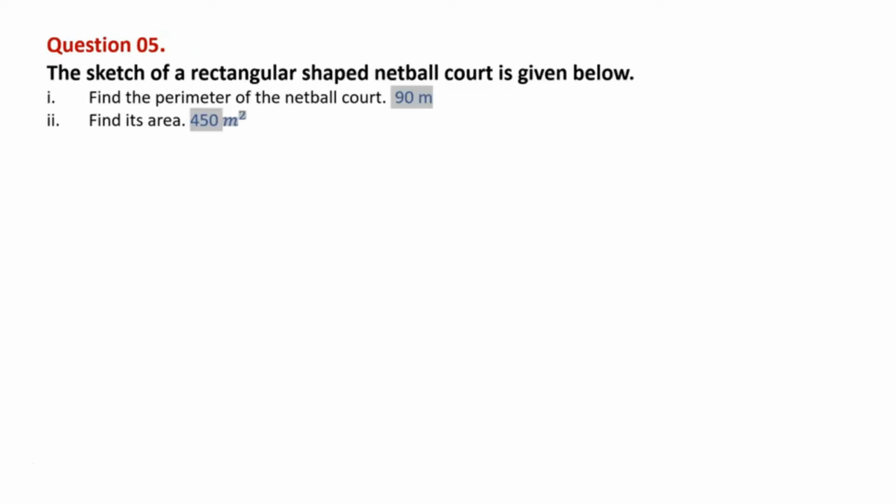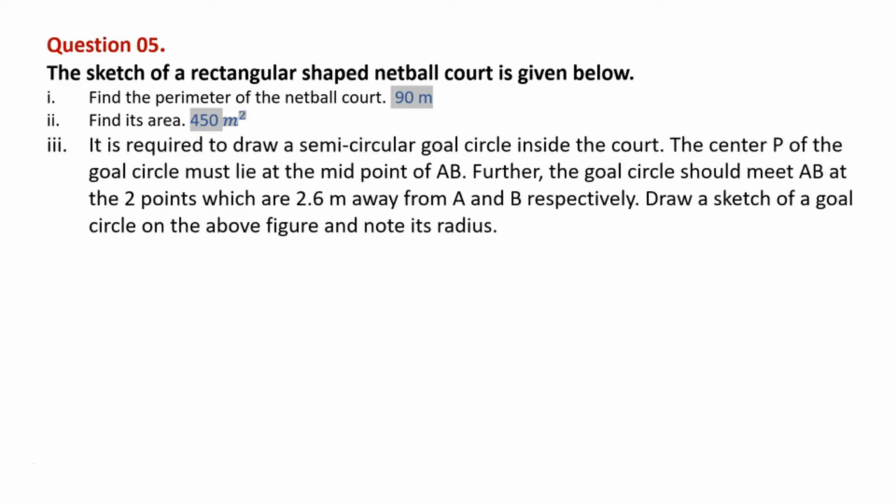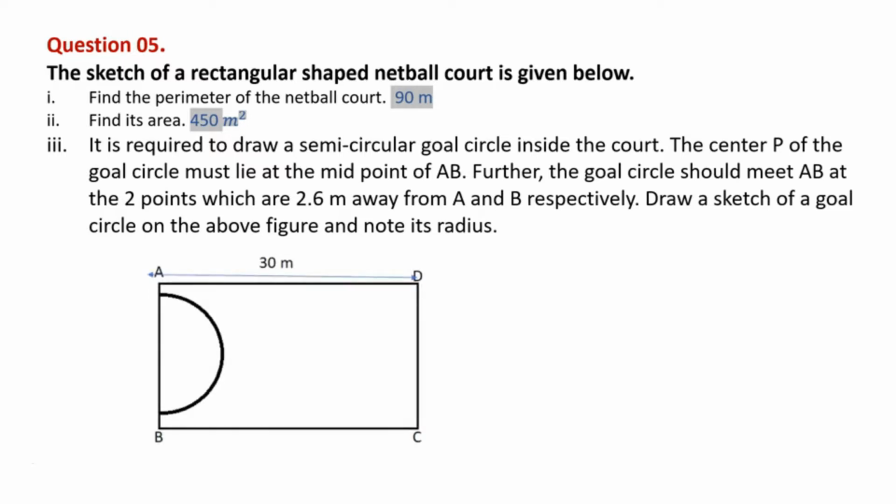The next part of the question is to draw a semicircular goal circle inside the court. The center P of the goal circle must lie at the midpoint of AB, and further the goal circle must meet the AB line at the 2 points which are 2.6 meters away from A and B respectively. Draw a sketch of the goal circle on the figure and note its radius. So this is the figure, and once when you draw the goal circle, it will look like this. Let's mark the required distances as mentioned, 2.6 meters from both A and B, and P will be like this.